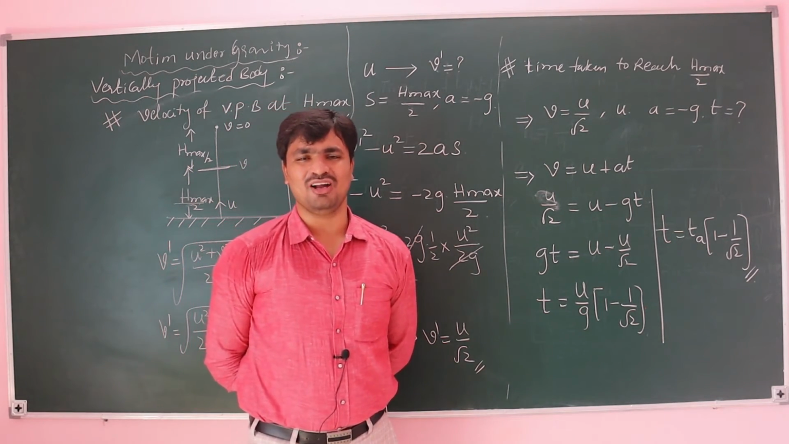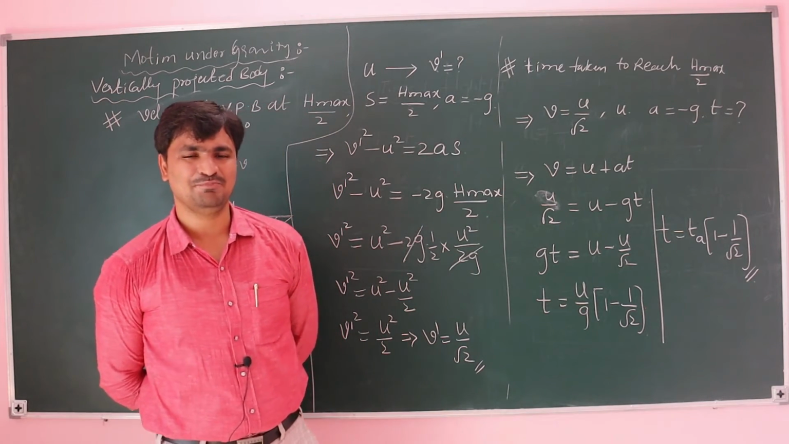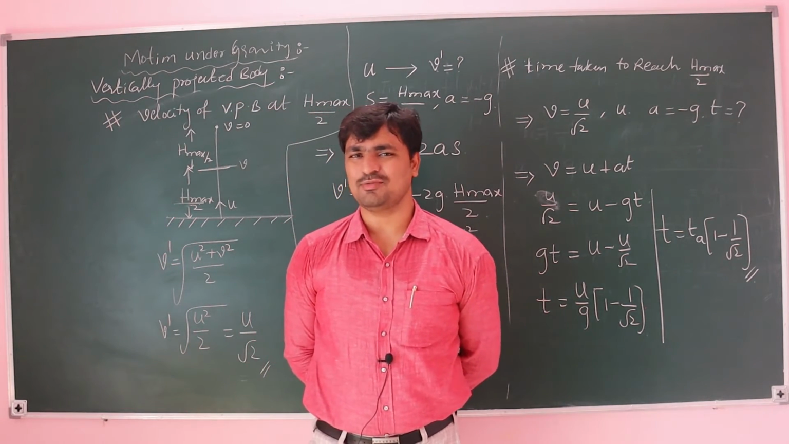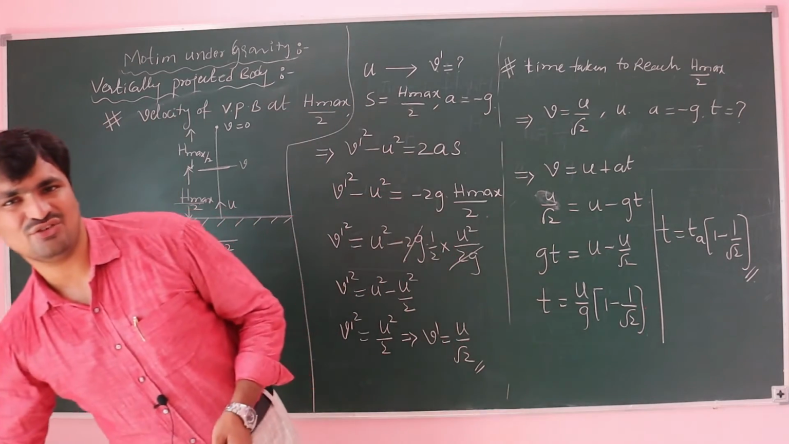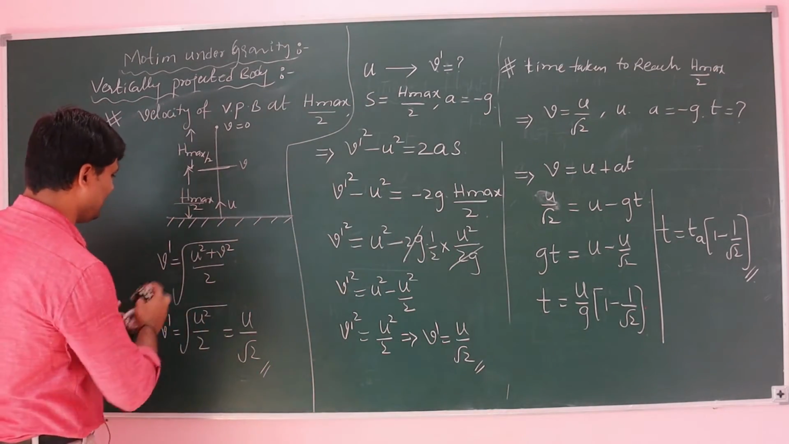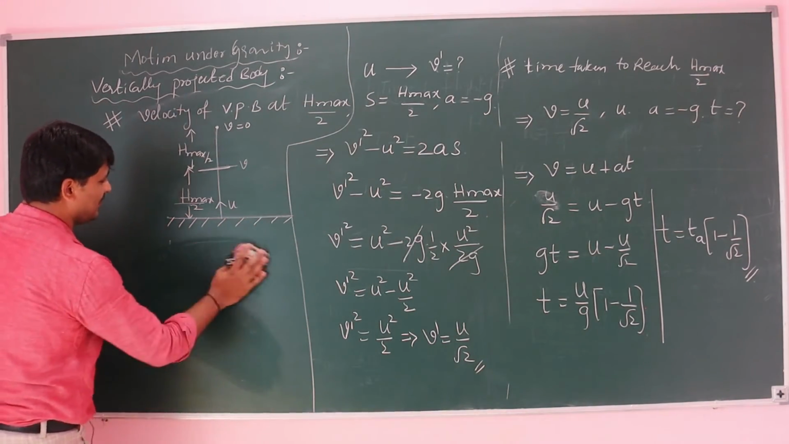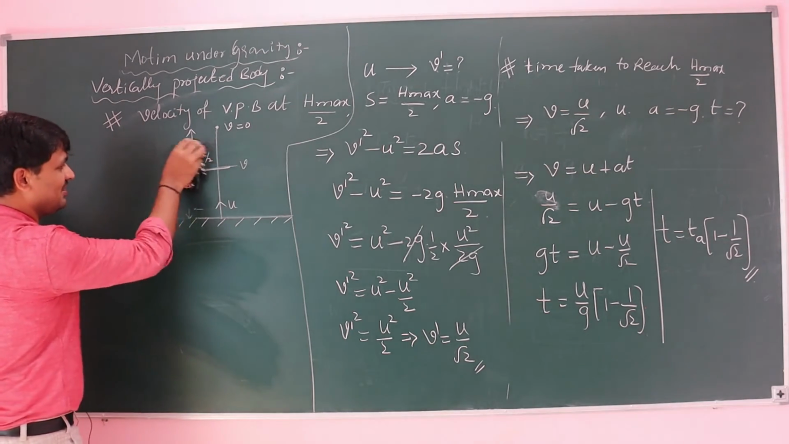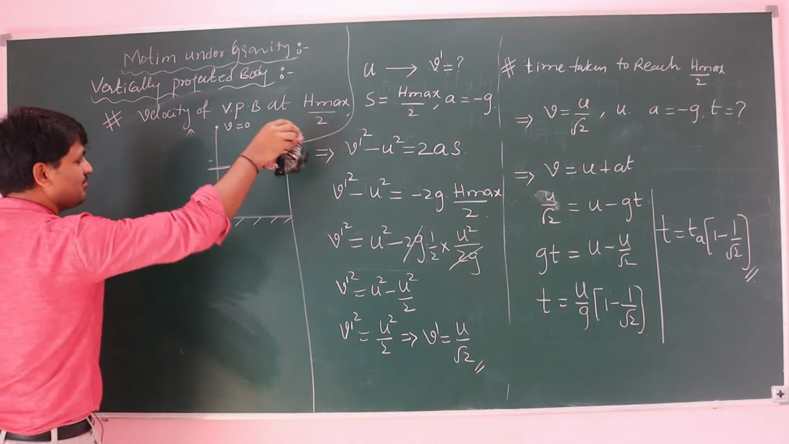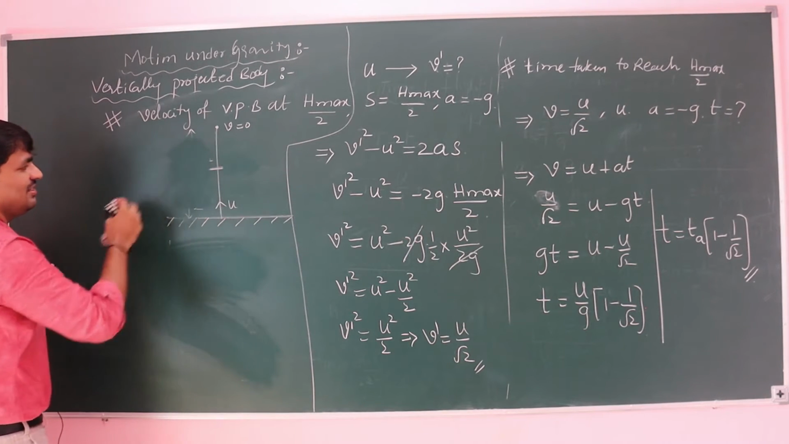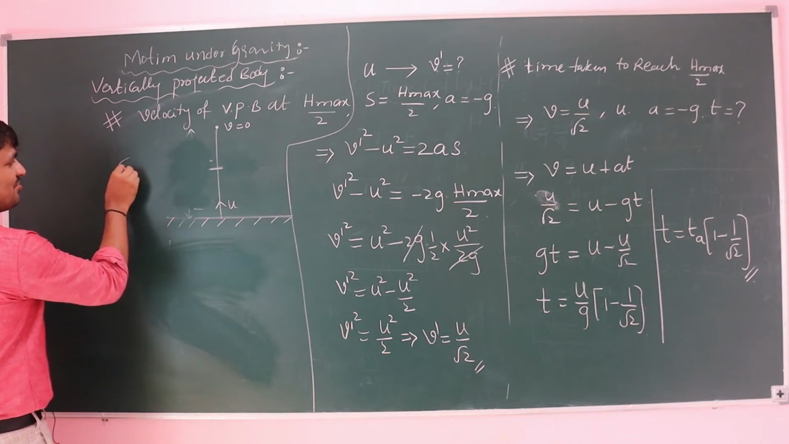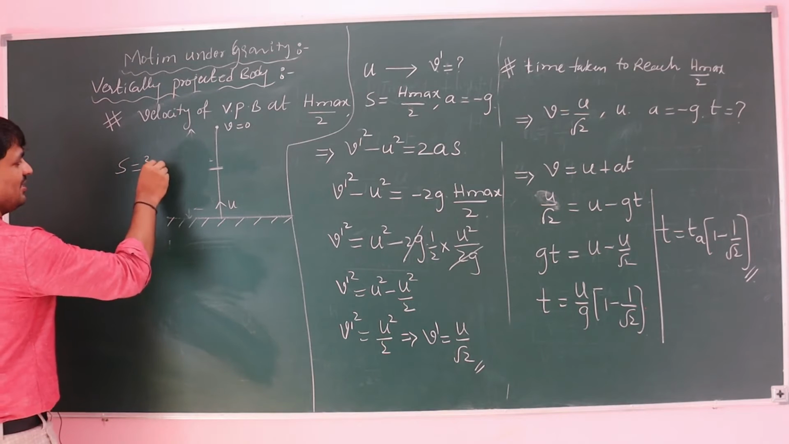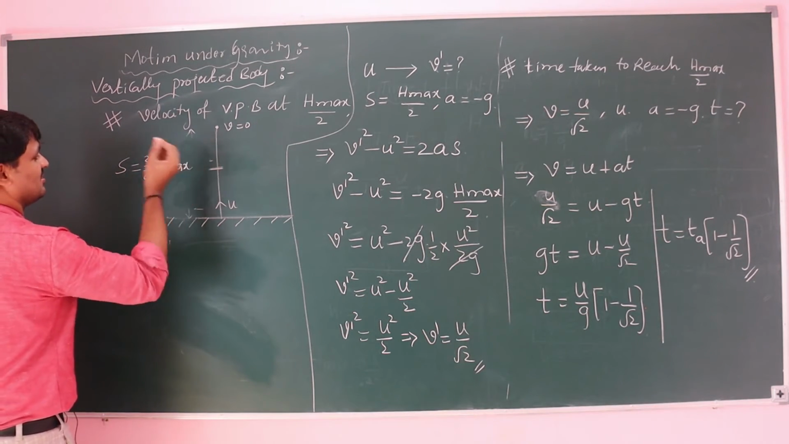You can try to solve for 3/4 of maximum height. What do you have to take for 3/4 of maximum height? Here you are not able to apply the shortcut, so you can go with the normal method only. The displacement is 3/4 of h max.